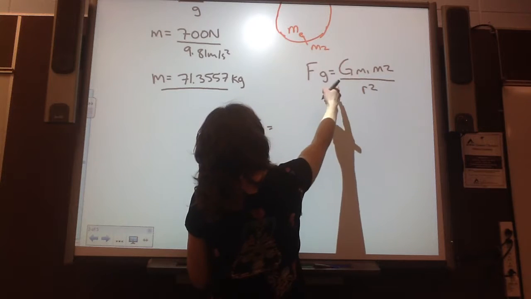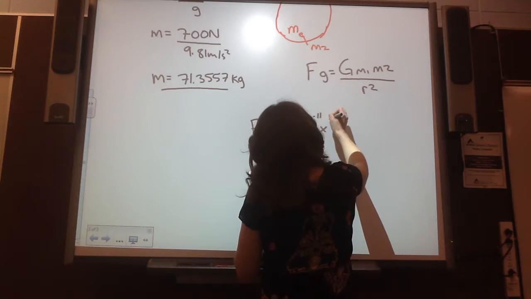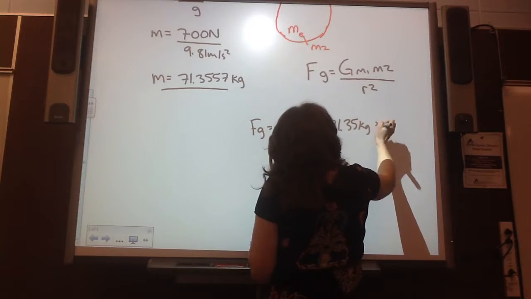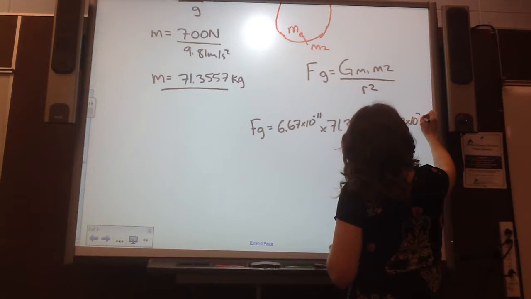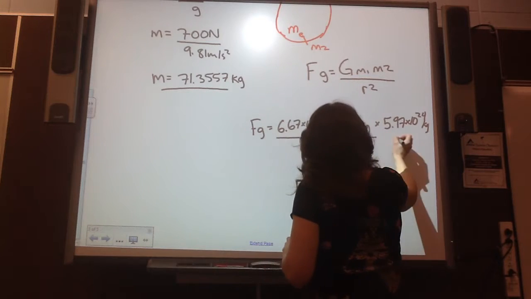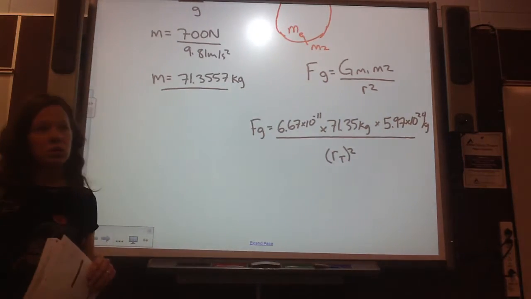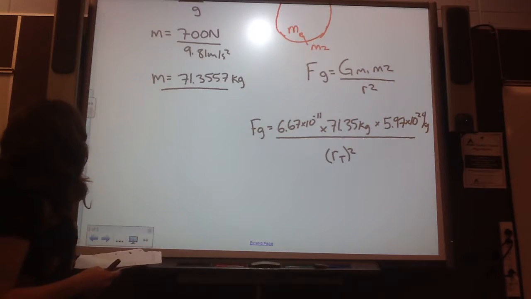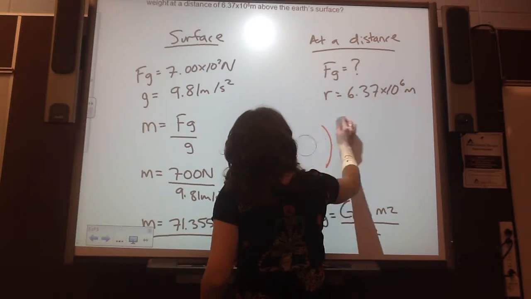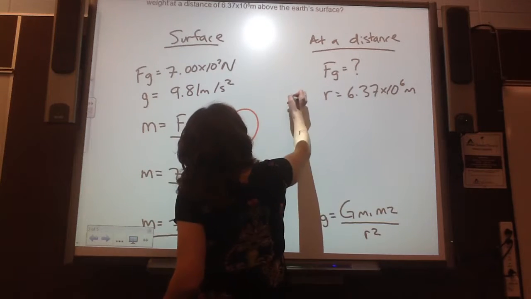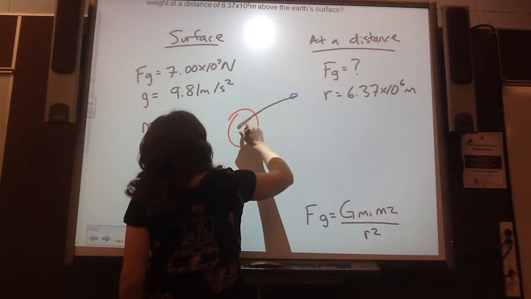So Fg is equal to big G, which is our constant, 6.67 times 10 to the negative 11, times M1, which I figured out here, is 71.35, etc. kilograms, multiplied by the mass of Earth. So that's on my data booklet: 5.97 times 10 to the 24 kilograms. This is all divided by RT squared, because I need my total distance, which I probably should have done before this. So I'm going to find out my RT. I'm just going to back up a little bit here. Because really, what it's saying is from this distance, that's from the surface of Earth to here, but I need to include this distance. So I need my whole RT.